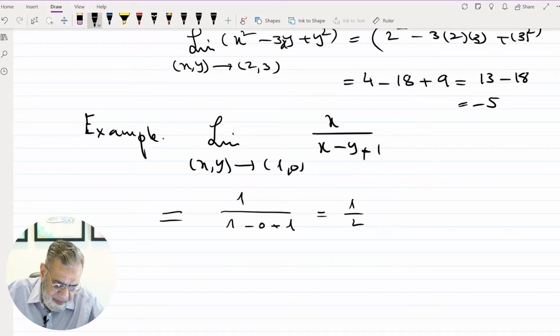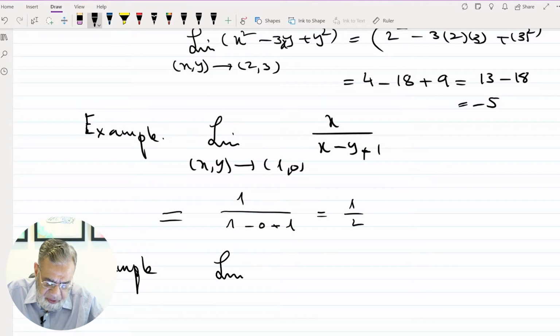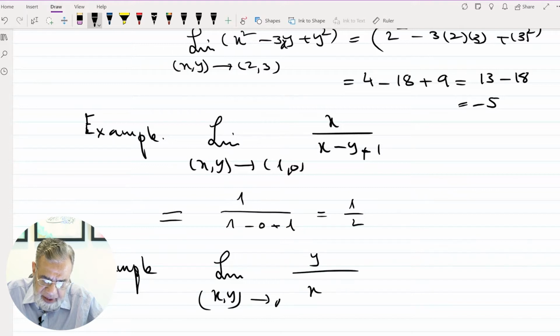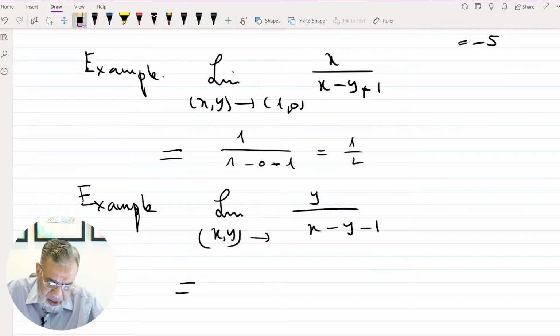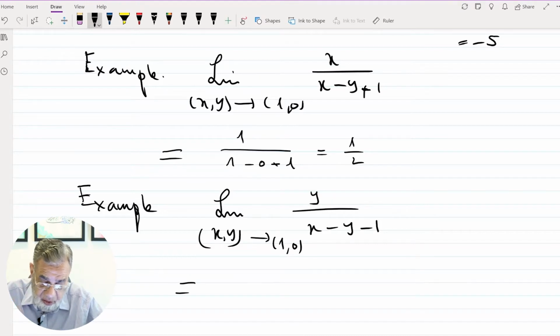If I take another example, we have the limit of the function y over x minus y minus 1. When I try to find the limit, (x, y) is going to (1, 0), so x equal to 1, y equal to 0. Here a is 1, b is 0. If I substitute x equal to 1, y equal to 0, we get 0 over 1 minus 0 minus 1. This is 0 over 0.